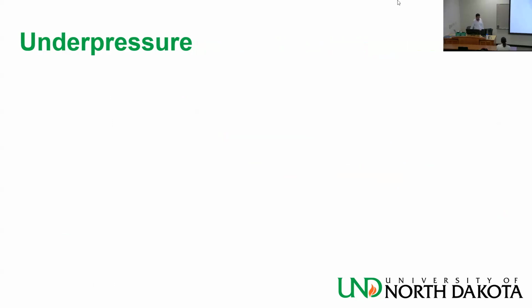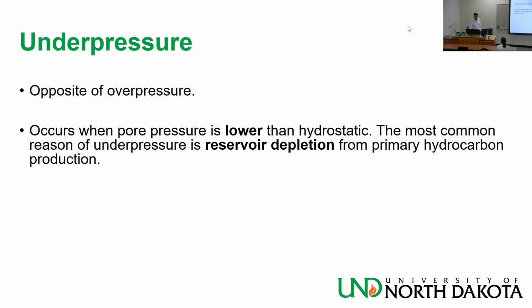Underpressure now. This is the opposite of overpressure. It's a low pressure, higher gradient on the pressure traverse plot. It's less than water, less than hydrostatic. A depleted zone is going to have a higher gradient. It occurs when pore pressure is lower than hydrostatic. The most common reason is that you had a reservoir there and you depleted it, through production.